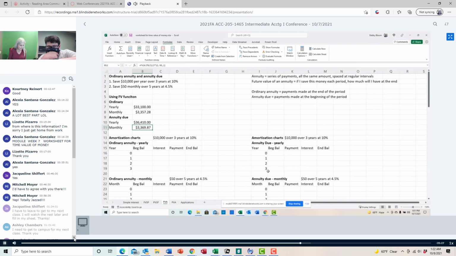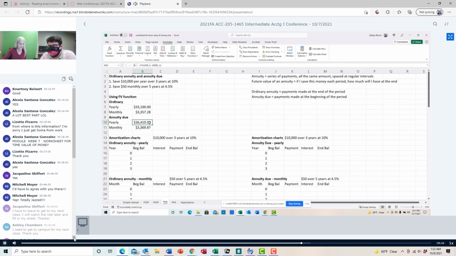Okay? Now, I did not get that amount on 10B. Which one? B10 or B11? B10.